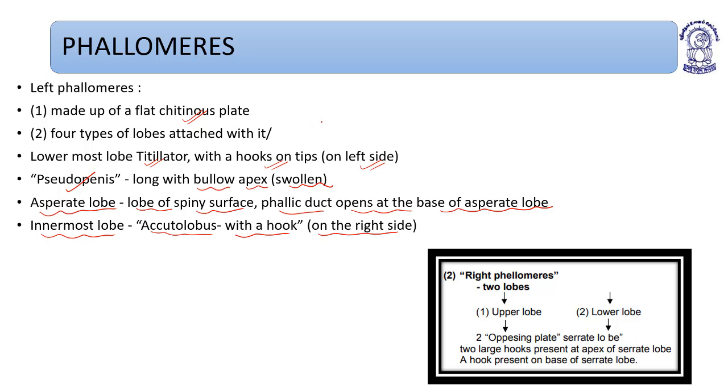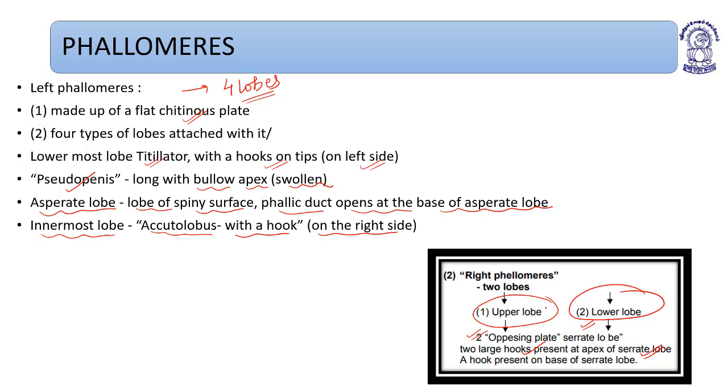Now coming to the right phallomeres. The right phallomeres have two lobes, while the left phallomeres have four lobes: the upper lobe and the lower lobe. The upper lobe has opposing plates, and the lower lobe is the serrate lobe. On the serrate lobe there are two large hooks at the apex, and a hook is present at the base of the serrate lobe as well. So the right phallomere has two lobes, the upper lobe and the lower lobe.